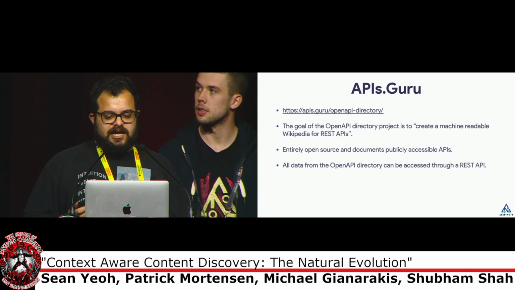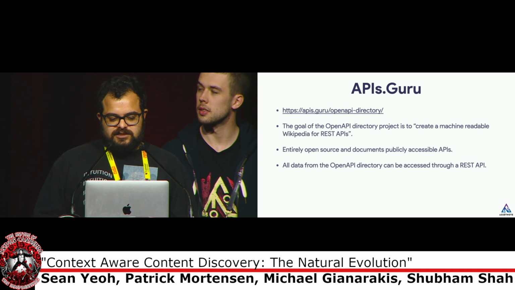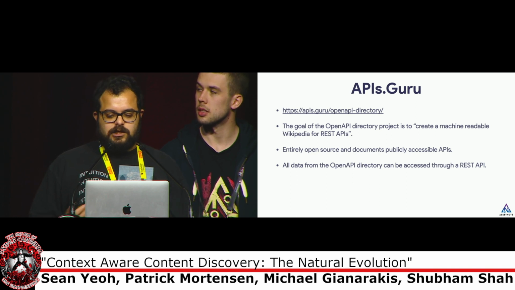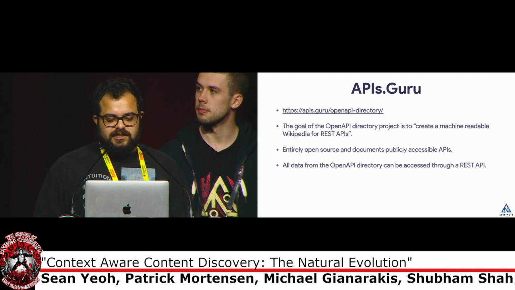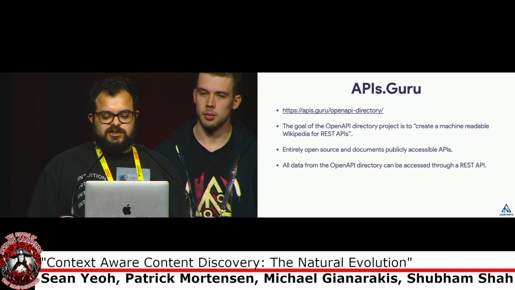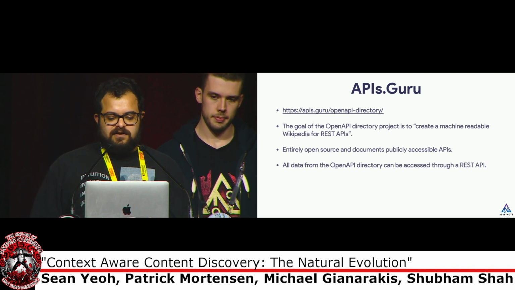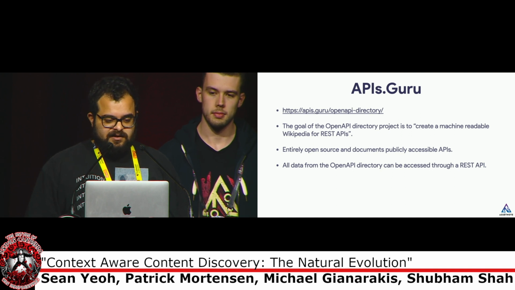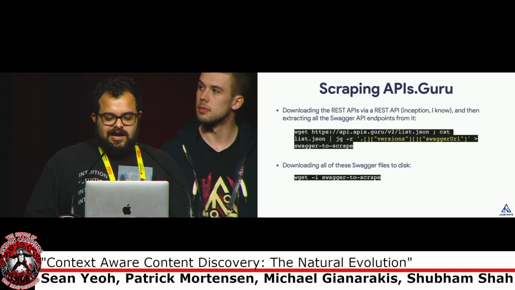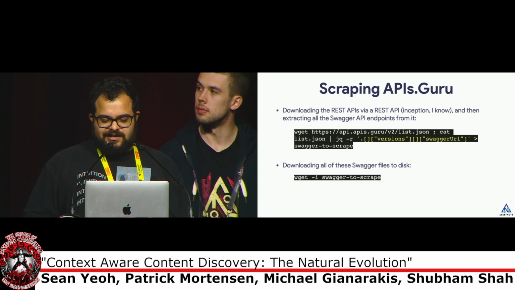Next, we took a look at apis.guru. Now, this project is pretty interesting. Its goal is to create a machine-readable Wikipedia for REST APIs. It's entirely open source, and it documents publicly accessible APIs with Swagger definitions. All the data from the OpenAPI directory can be accessed through a REST API itself. So we downloaded the REST APIs via a REST API.